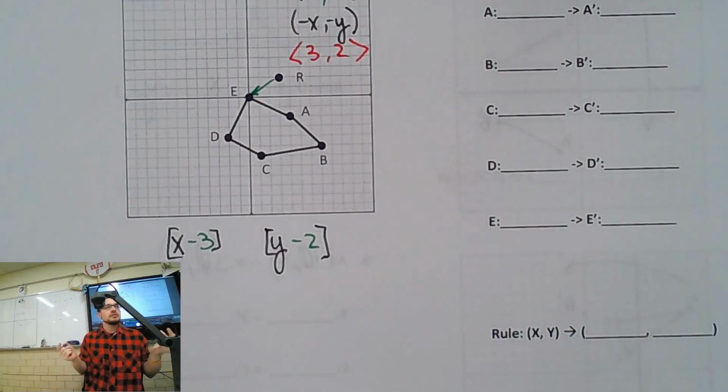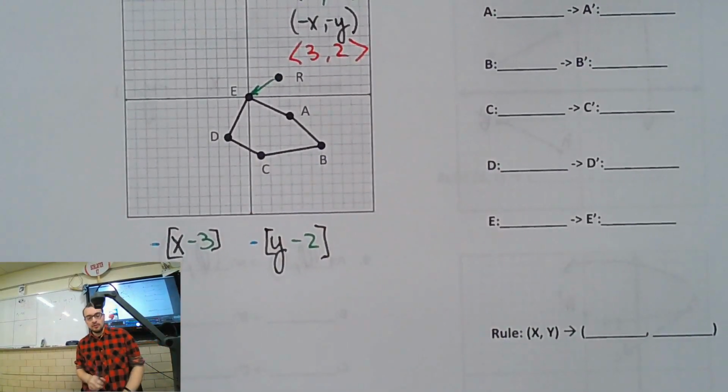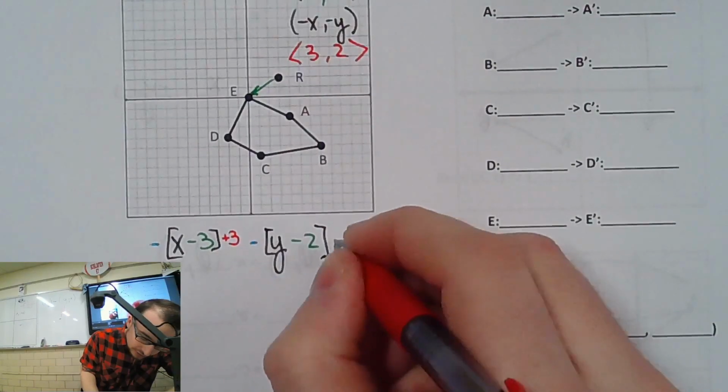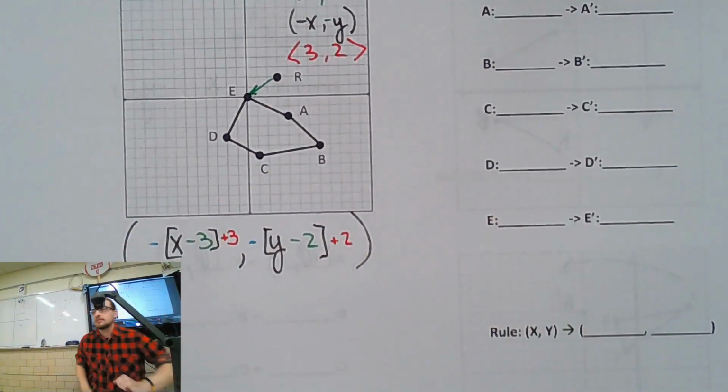That's convenient. What do I do for my rotation? What's the rule? I don't switch them. What do I do? Just negate them. So there we go. And then after that, we gotta move it back, which I actually left room for this time. We're gonna add 3 and add 2.